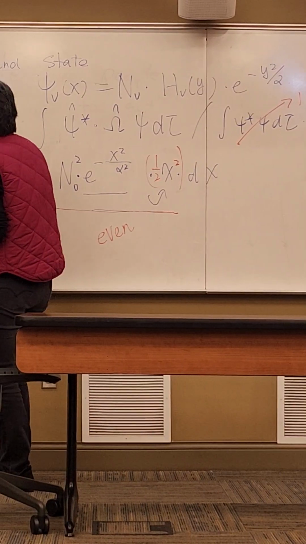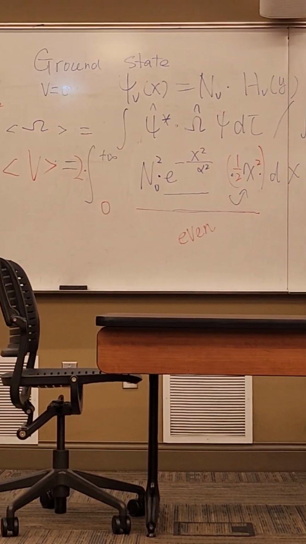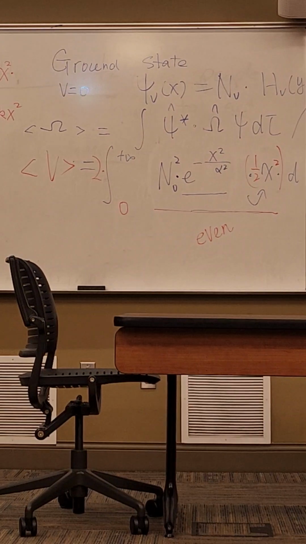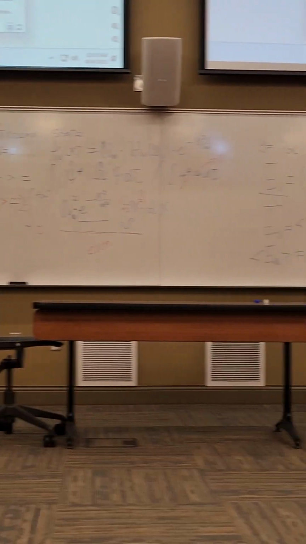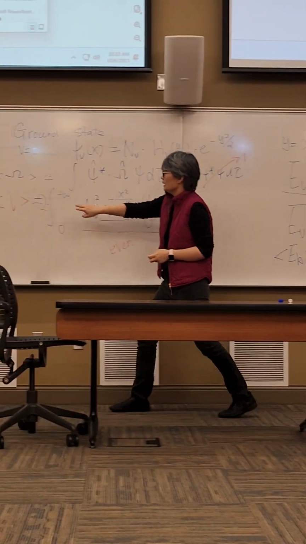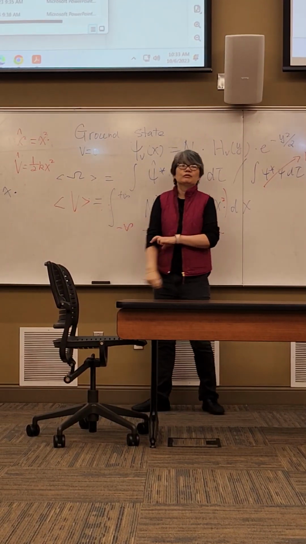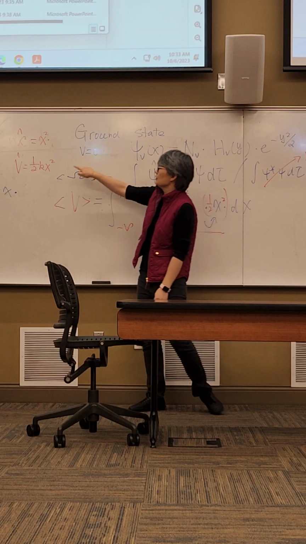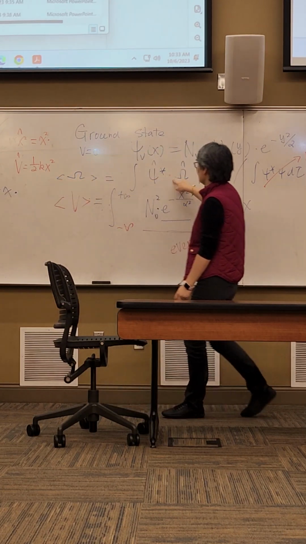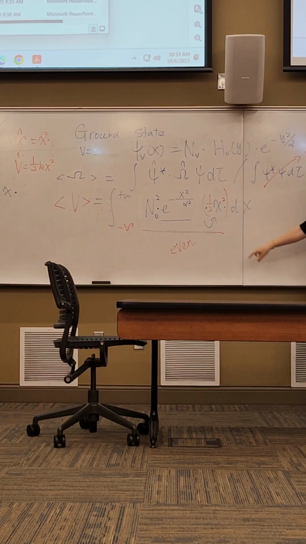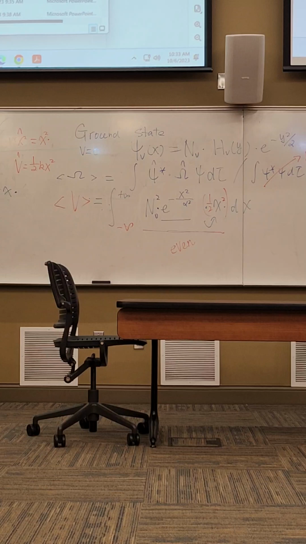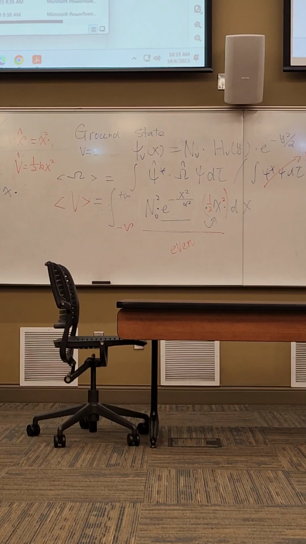I can also calculate the average for the potential energy using the generic expression. How to calculate that? I'm interested in the average for the potential energy. I need to generate the operator, plug it into this expression, and do the integral. Why take these lengthy steps when you know it directly in this case?